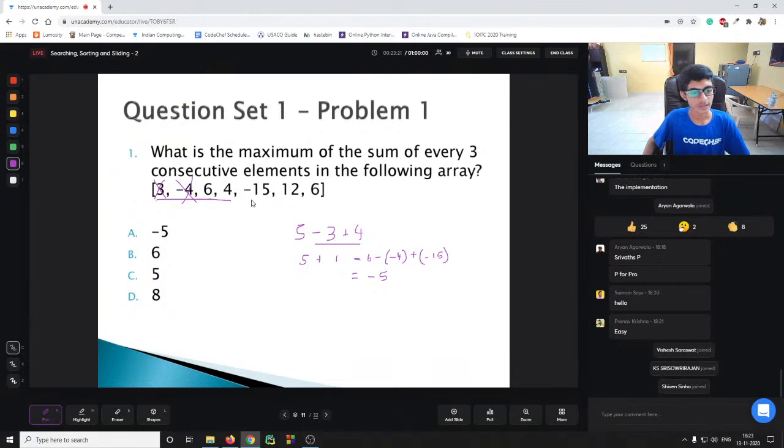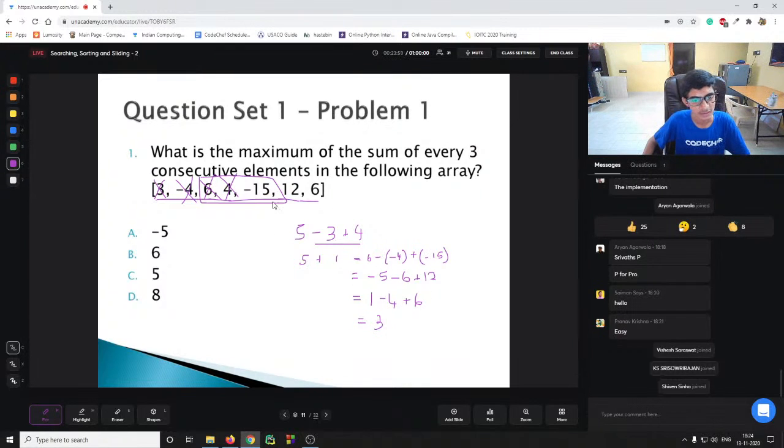So then negative 5, and this was the current window, and then we are going to be removing 6. So minus 5 minus 6, and we are going to be adding 12. So this is equal to 1, and then we are going to remove 4, which is 1 minus 4, and then we are going to be adding 6. So 1 minus 4 plus 6 is equal to 3. So this is the final answer.